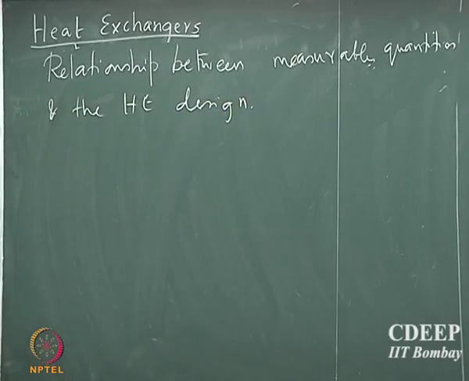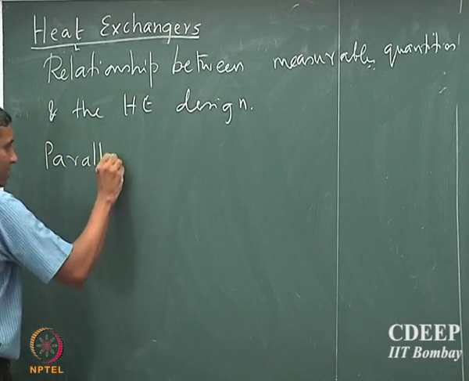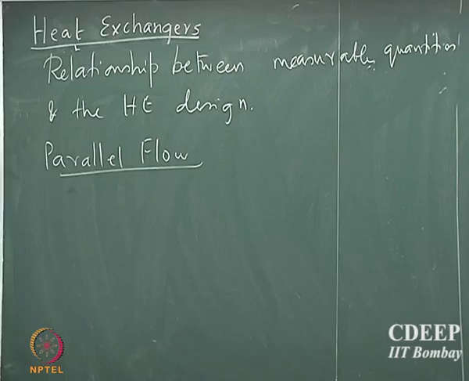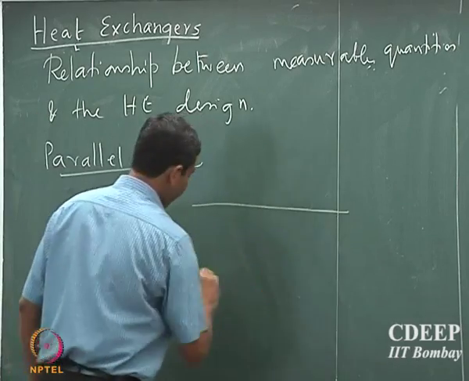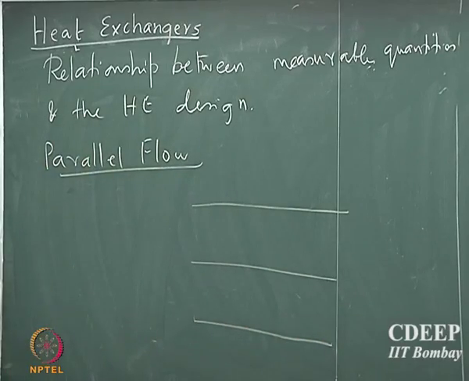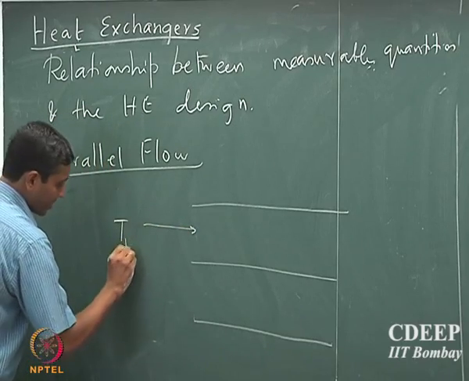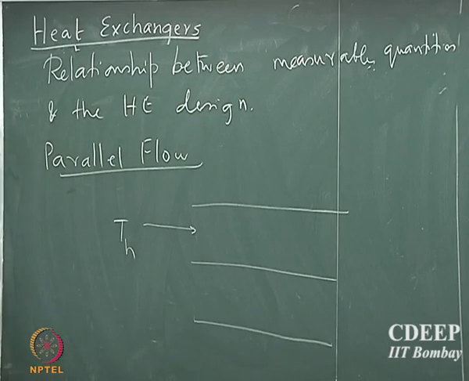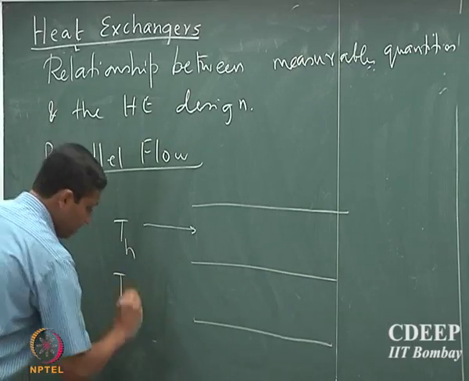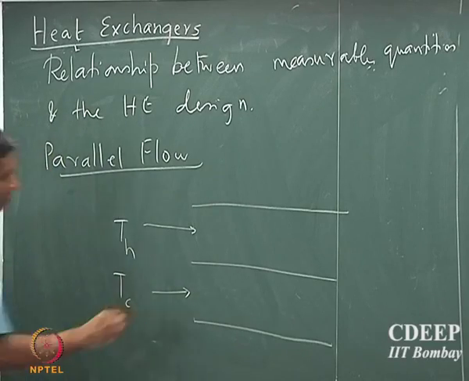Okay. So, let us say we start with a parallel flow case or a co-current flow. So, let us take a very simple case of two chambers. You have two chambers and you have a hot fluid flowing through, let us say, the upper chamber, and a cold fluid flowing through the lower chamber. And you have a wall here.